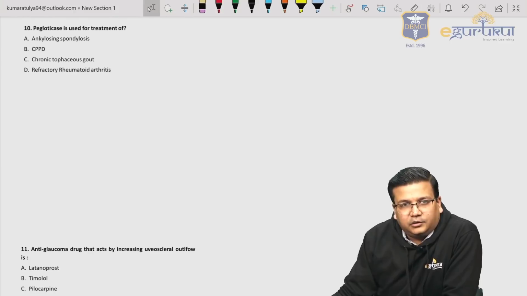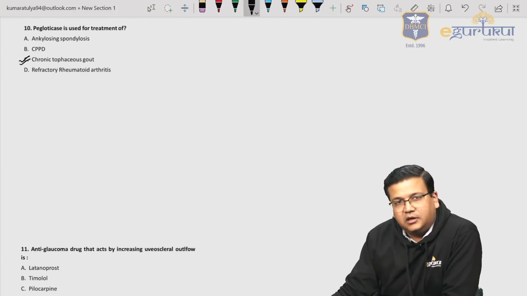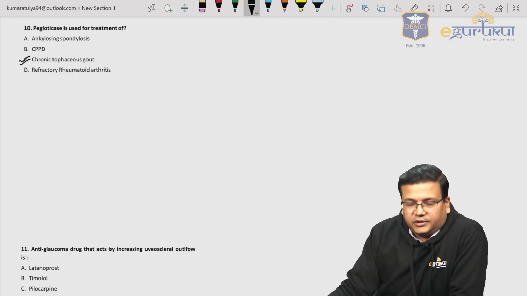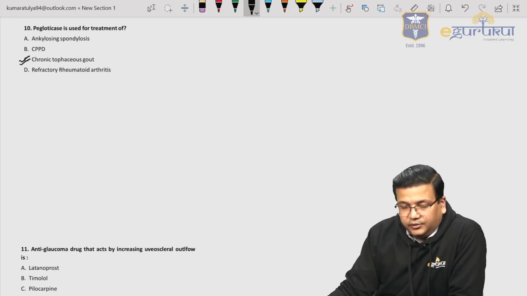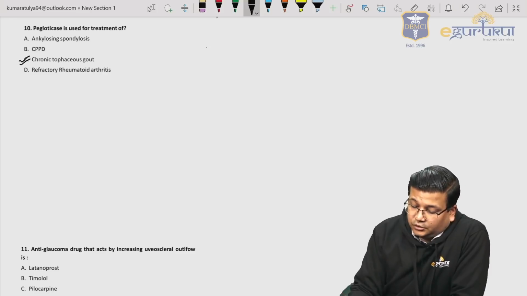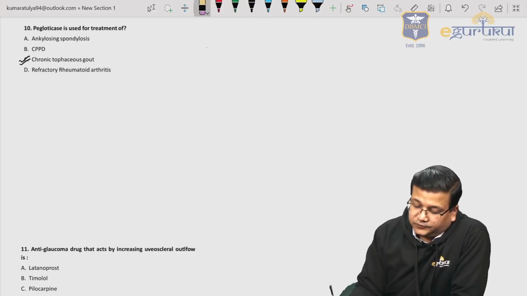Question number 10, pegloticase is used in the treatment of, answer is chronic tophaceous gout. Chronic gout or chronic tophi, the subcutaneous deposit of urate crystals known as tophi, and that kind of gout we can use pegloticase. So what is pegloticase? So there was a discovery that was made that, I'll start from the very beginning. So you see what happens.